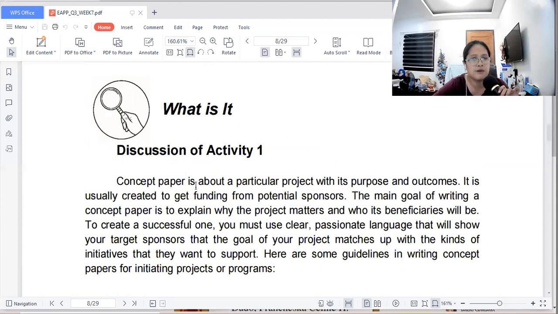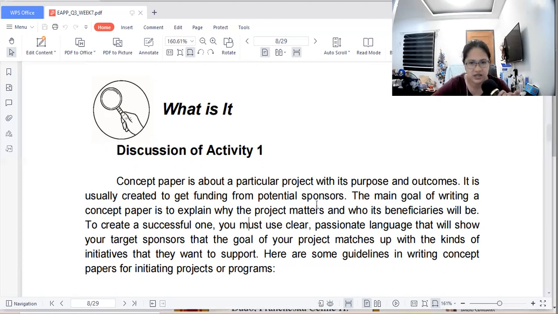So, a concept paper is about a particular project na may purpose and outcomes. So, you would usually face this kind of paper from time to time in college, when you work, okay, depending on the type of work that you're gonna do. But practically, the parts would still be present wherever you go. It is usually created to get funding from potential sponsors, and the goal of the writing is to explain why the project should push through.